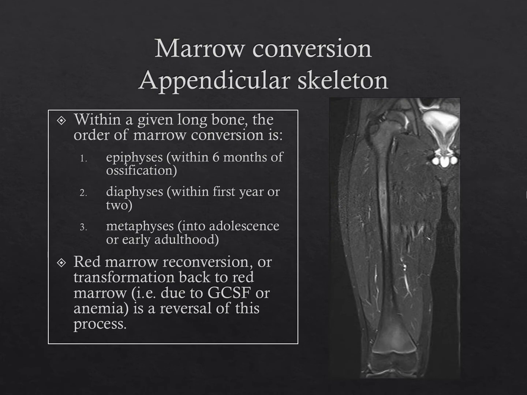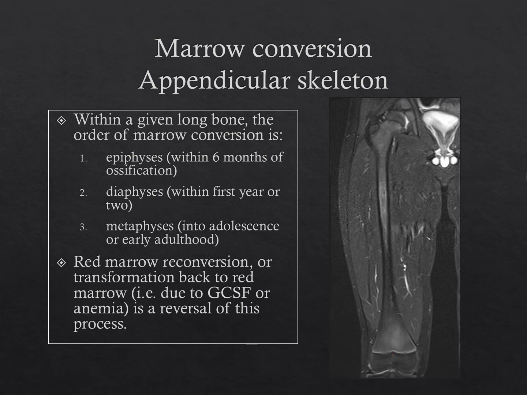Within any given tubular bone, there is also a specific order of marrow conversion from hematopoietic to fatty marrow. First, the epiphyses convert to fatty marrow within 6 months of ossifying. Second, the diaphyses convert to fatty marrow, usually within the first year or two of life. And last, the metaphyses convert to fatty marrow, gradually up into adolescence or even adulthood.